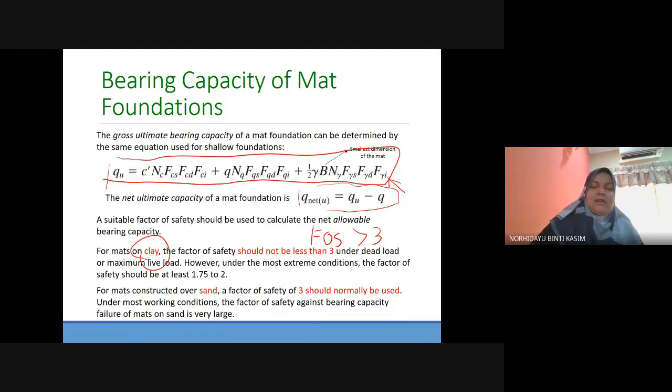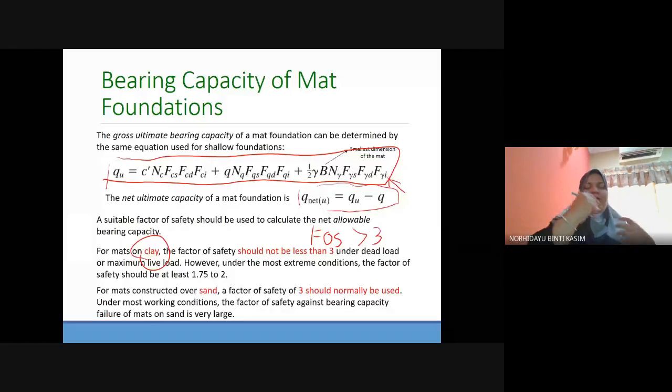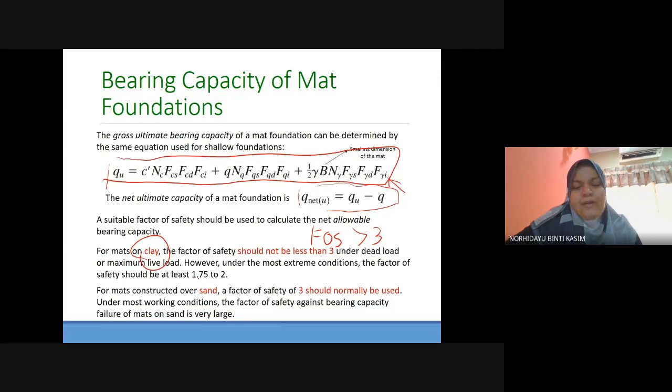Normally we use 3. In some conditions, if the project is critical and the soil is really weak, so you cannot get an FOS of 3, then you can design for an FOS of 1.75 to 2. But in normal circumstances, the FOS should be more than 3, to make sure your structure is safe.